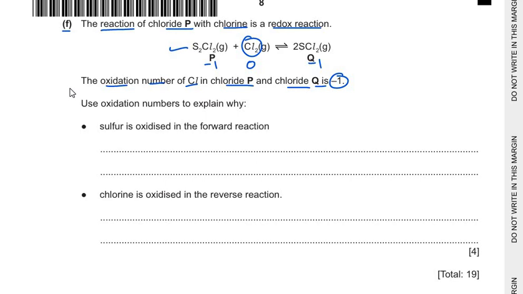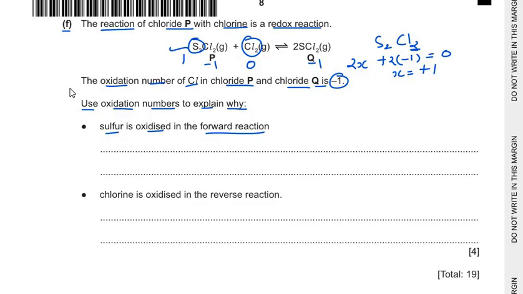Now let's see what the part is: use oxidation numbers to explain why sulfur is oxidized in the forward reaction. If you calculate the oxidation number of sulfur here, we know that chlorine has the oxidation number of -1 multiplied by 2 because there are 2 chlorines. We don't know the oxidation number of sulfur, so we write it as 2x. Both together equal 0, and this gives us the value of x equal to +1.